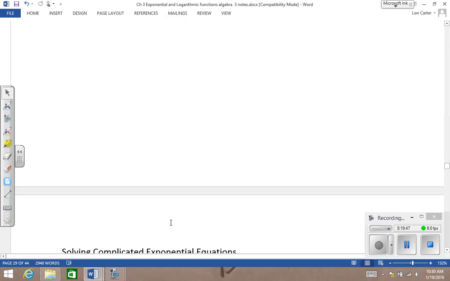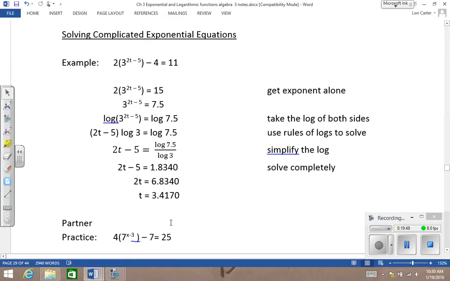Okay, a little bit harder, but not much. Your first thing is you have to get the base with the exponent by itself. So when you're looking for the base and the exponent, you're looking at the 3 to the 2t minus 5. So I have to get that alone. Who needs to leave first? The 4. So you add the 4. Okay, now, who's left? Divide by 2. Now I've got my base with my exponent.